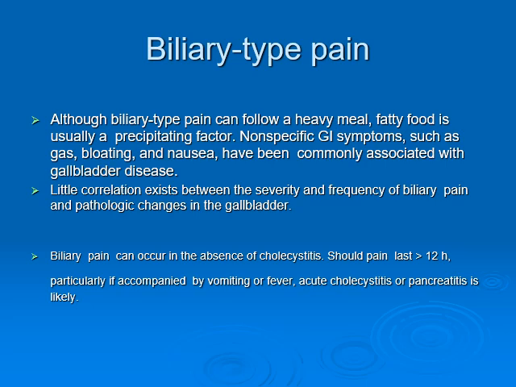As we mentioned, biliary pain can follow a heavy meal or fatty food, which is usually considered a precipitating factor, the large meal or fatty meal.